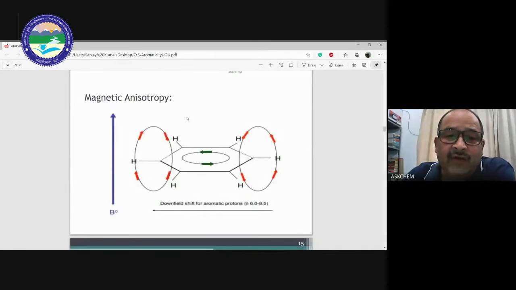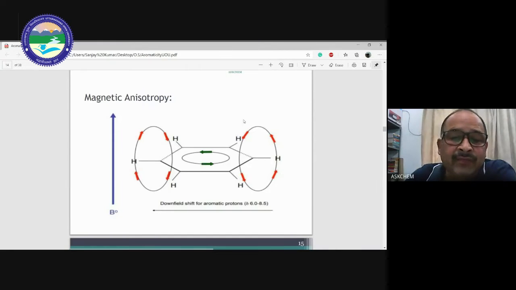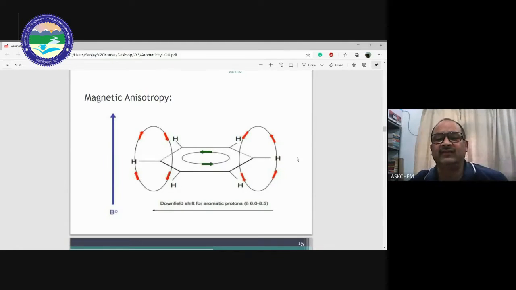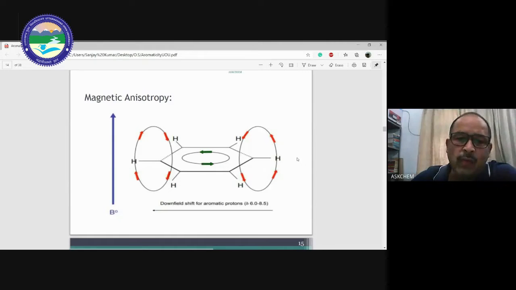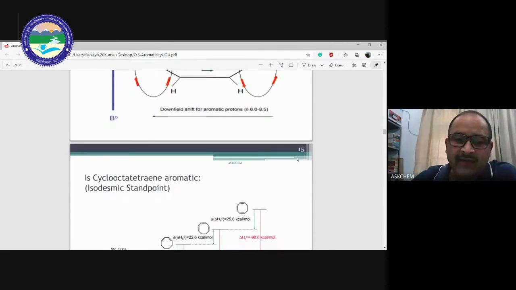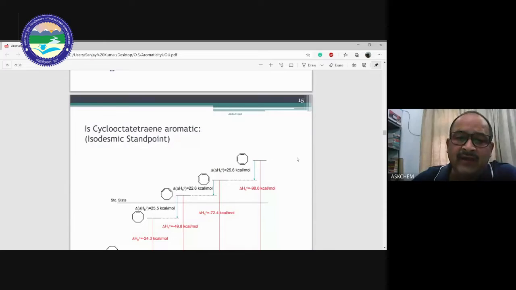Now this is the diagram for this magnetic anisotropy. In the case of the benzene molecule, this is the downfield shift of the aromatic proton. So we have two zones actually. Wherever we have protons at the periphery, they lie in the molecular plane, in the deshielded zone, and that's why they absorb very easily at low field, that is, downfield. Aromatic nuclei are identified in the region of 6.8 to 7.8 in NMR spectroscopy.